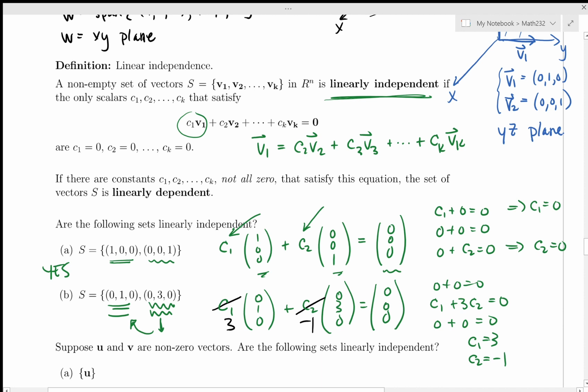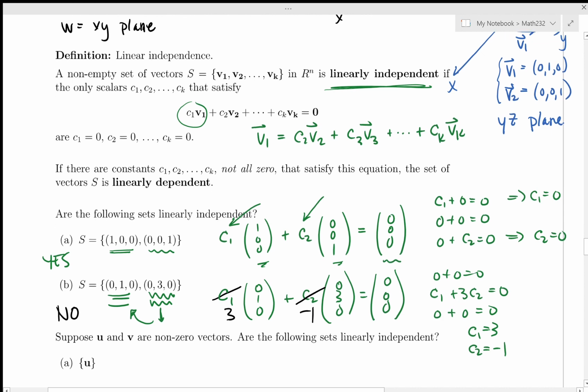And I see that this equation is satisfied under those circumstances, and that C1 and C2 are not 0. At least one of them is not 0 is all I really need. So therefore, this second set S here in part B is linearly dependent. So it is not linearly independent.